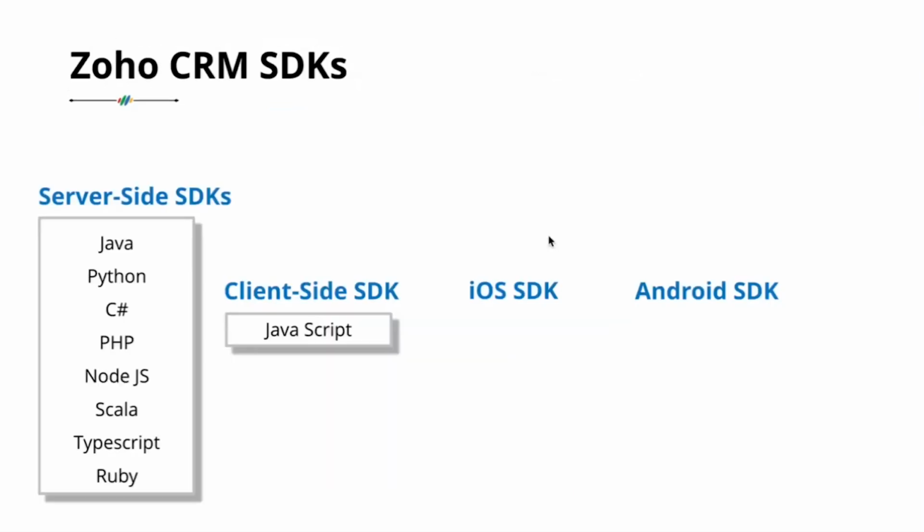So in Zoho CRM, we have multiple SDKs. We have server-side SDKs, client-side SDK, iOS and Android SDKs. So in server-side SDK, we have Java, Python, C#, PHP, Node.js, Scala, TypeScript, and Ruby. So depending on your application, you can choose one of the SDKs over here.